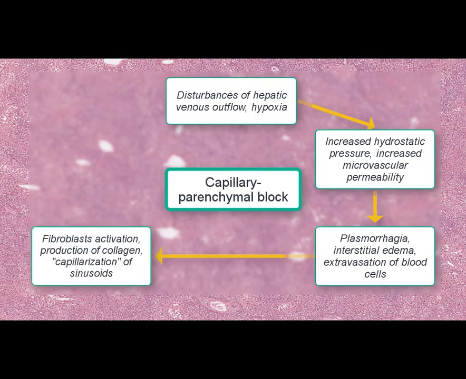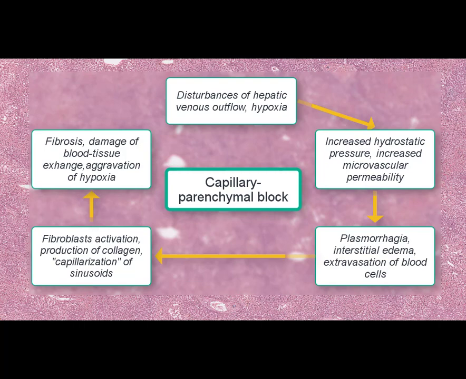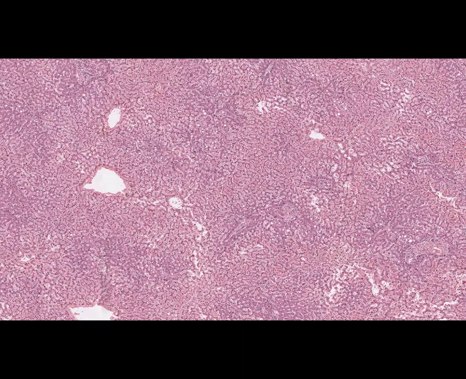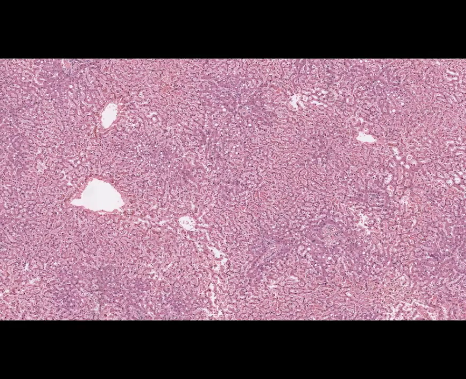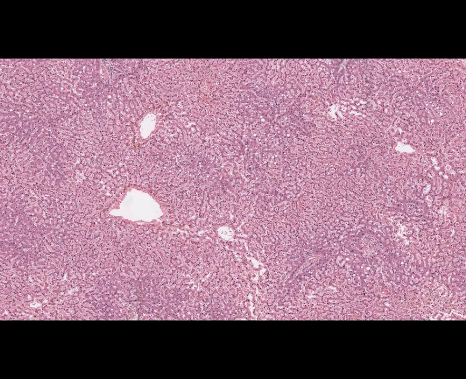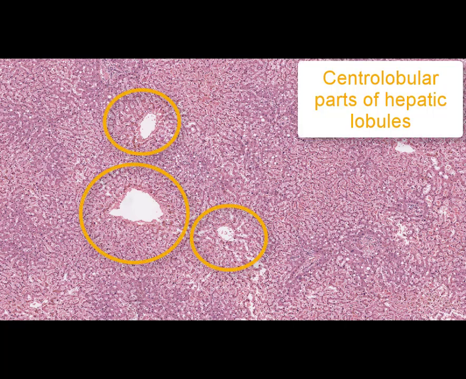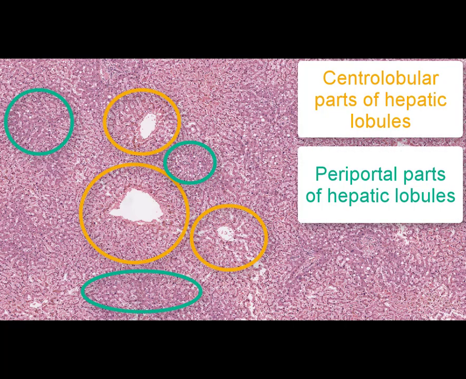It leads to fibroblast activation, formation of collagen, as well as formation of the basement membrane of sinusoid capillaries, known as capillarization of sinusoids. Finally, it leads to fibrosis, damage of blood tissue exchange, and aggravation of hypoxia. At low magnification, liver has a heterogeneous structure, with distinct differences between two main parts, which are central lobular parts of the hepatic lobules and periportal zones or parts of the hepatic lobules.